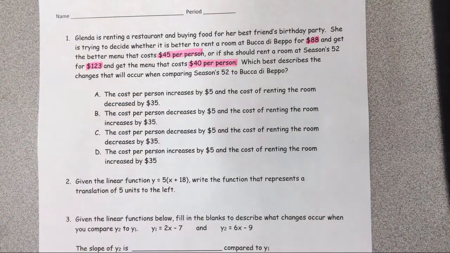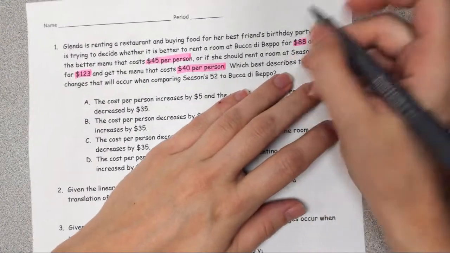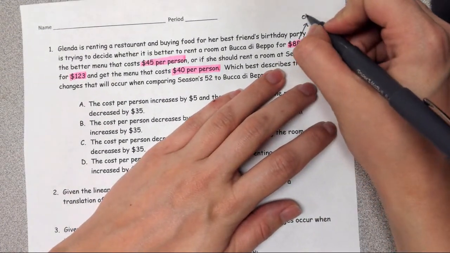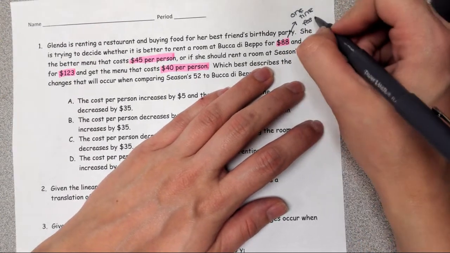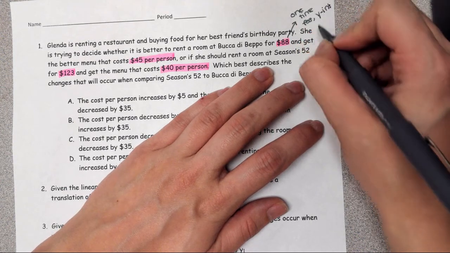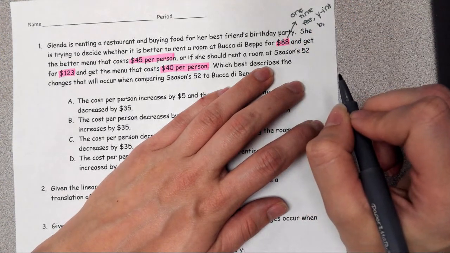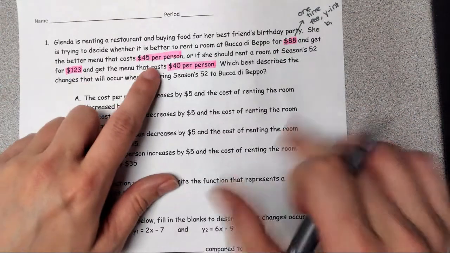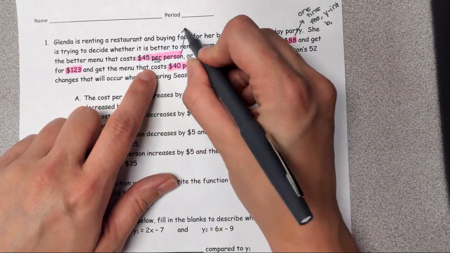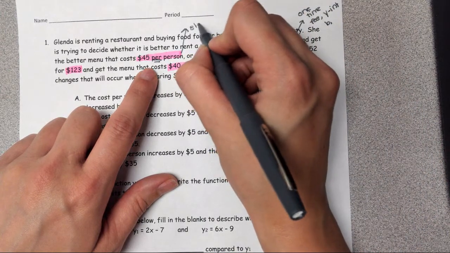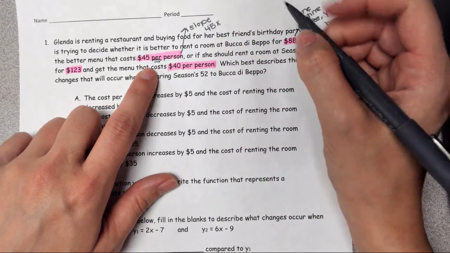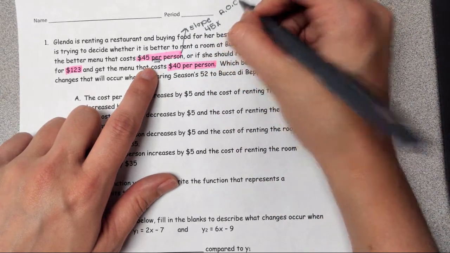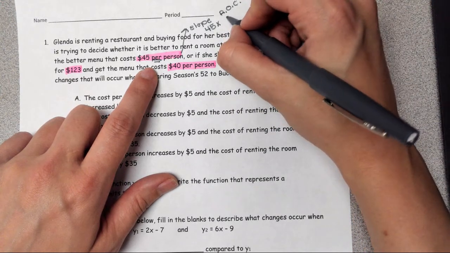Okay, so I have first stopped, but I need to dump every piece of information that I know. So this is an $88. That's a one-time fee, which also means it's our y-intercept or our b value. This $45 per person, the per person tells me that it's going to be our slope, which means I'm going to have 45x. It's the rate of change. It determines the steepness.